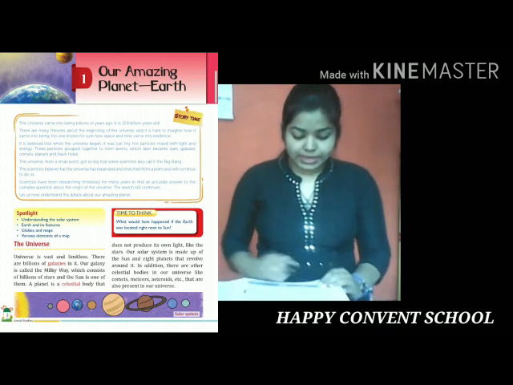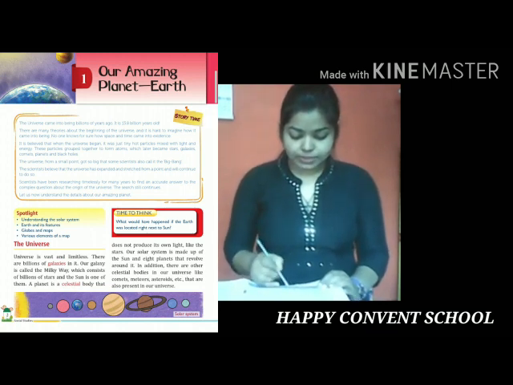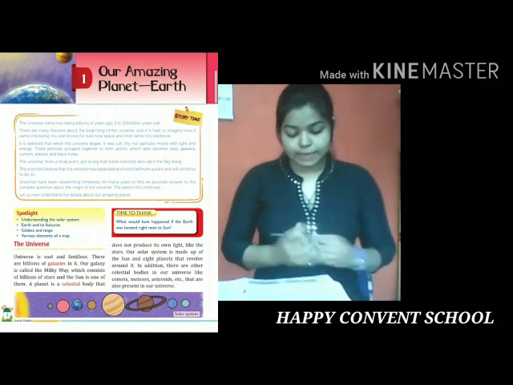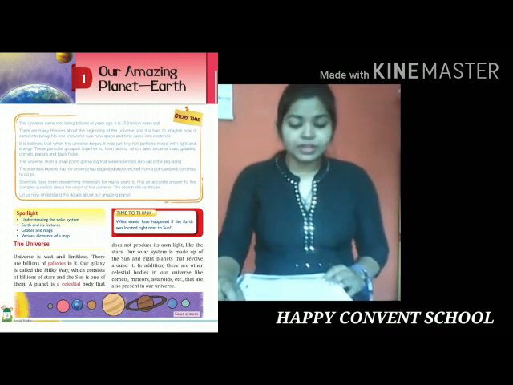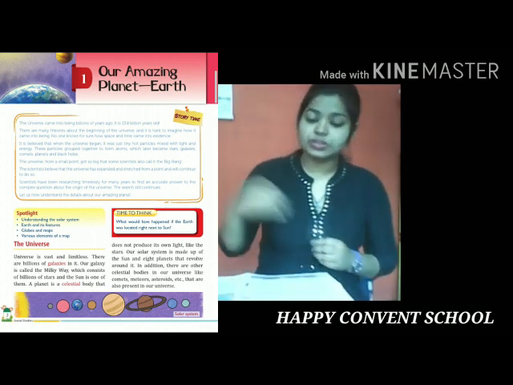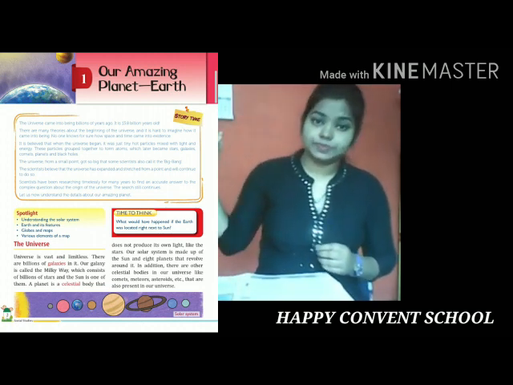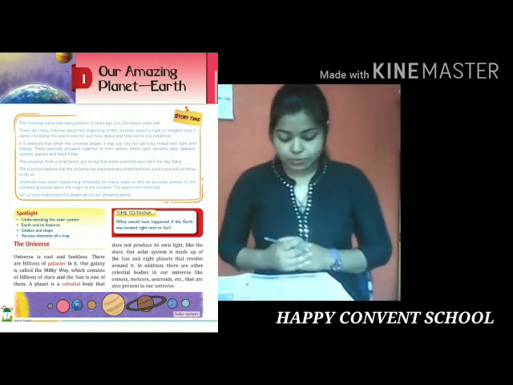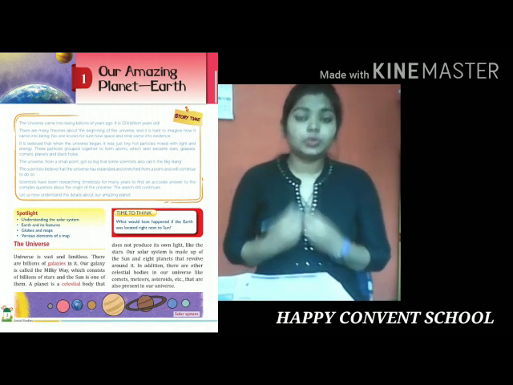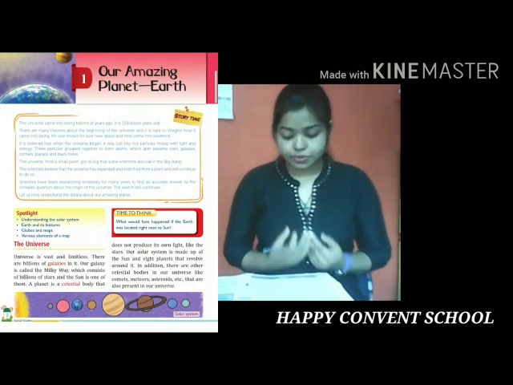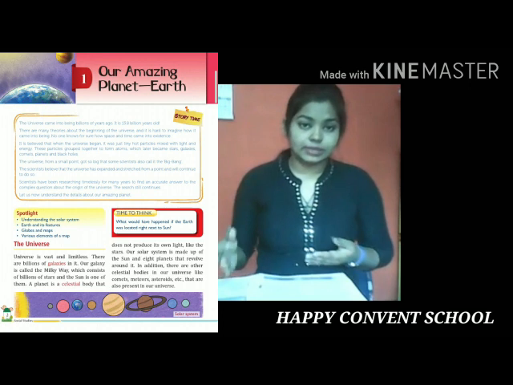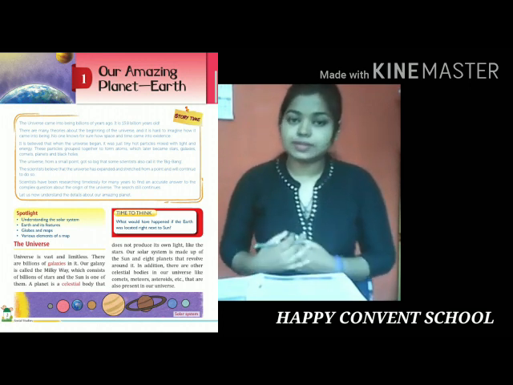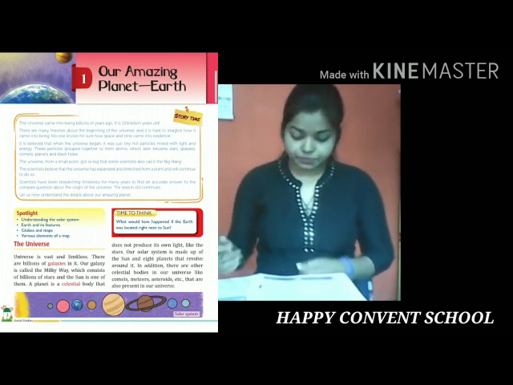A planet is a celestial body that does not produce its own light like the stars. Celestial means heavenly bodies, the bodies related to the sky and outer space. They don't have their own light. Like the stars, the sun does produce its own light, but planets don't have their own light.